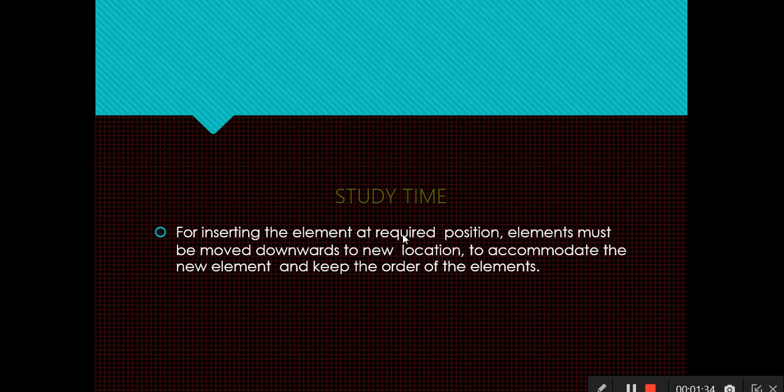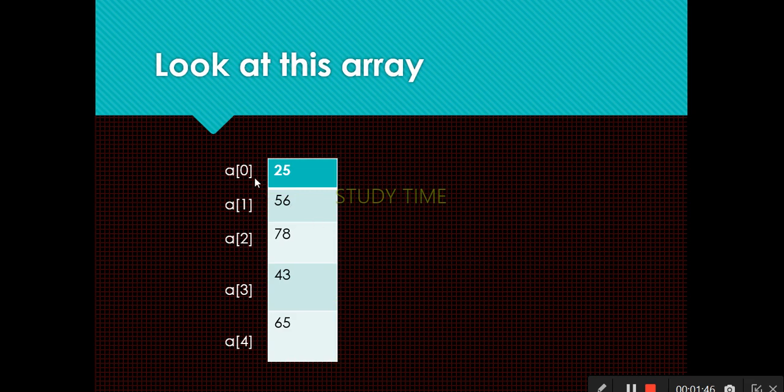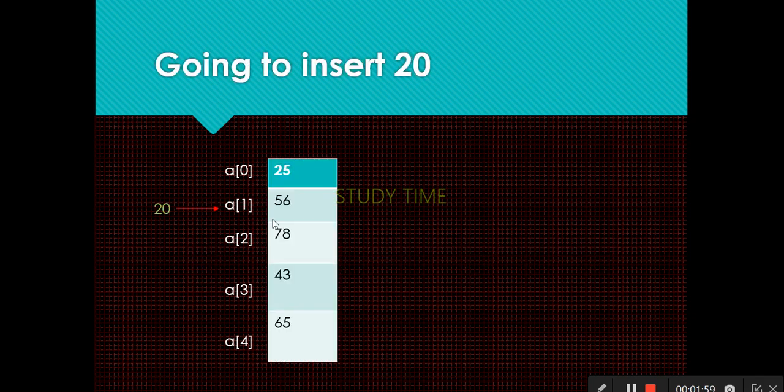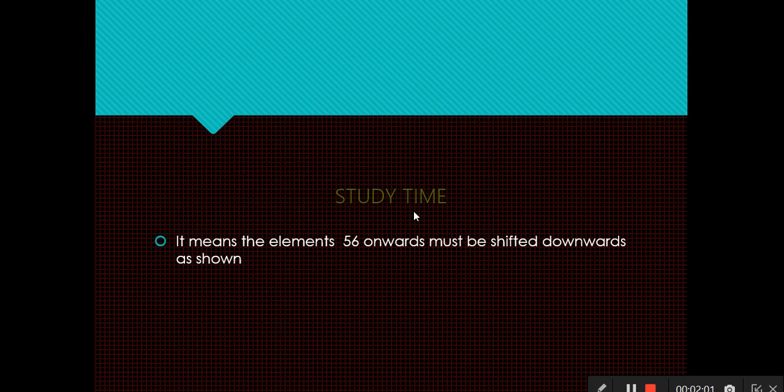For inserting the element at required position, elements must be moved downwards to new location, to accommodate the new element and keep the order of the elements. Look at this array. A0, A1, A2, A3, A4. Suppose we want to insert 20 in array at location with index 1. Going to insert 20. It means the elements 56 onwards must be shifted downwards as shown.